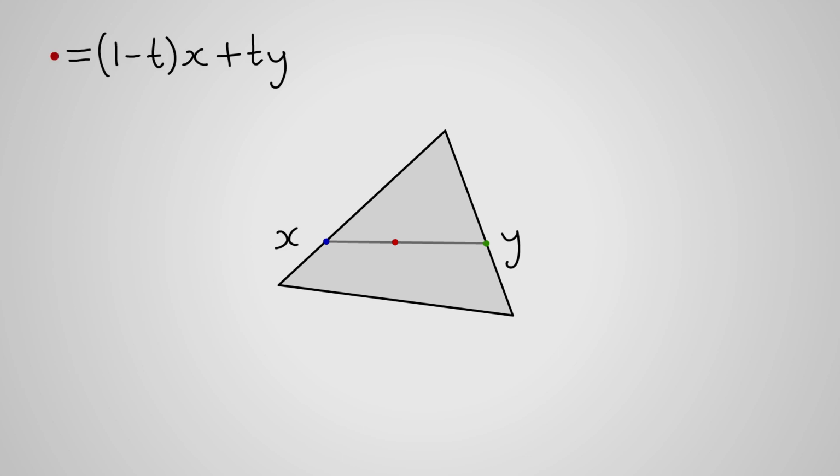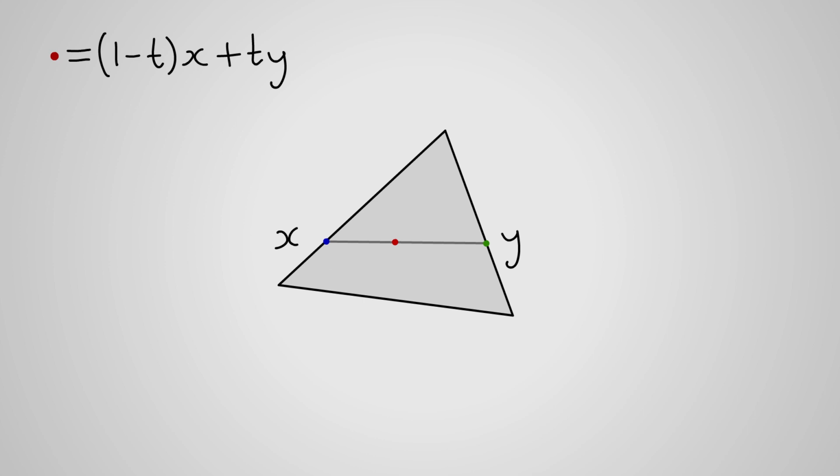Now consider a filled-in triangle. This space consists of the line segments between points on its boundary. That is, given some point, you can get to it by first walking from vertices along the line segments that form the boundary, and then walking along the line segment between those 2 points. So, as before, any point arises as (1 minus t)x plus ty, where x and y are points on the boundary.